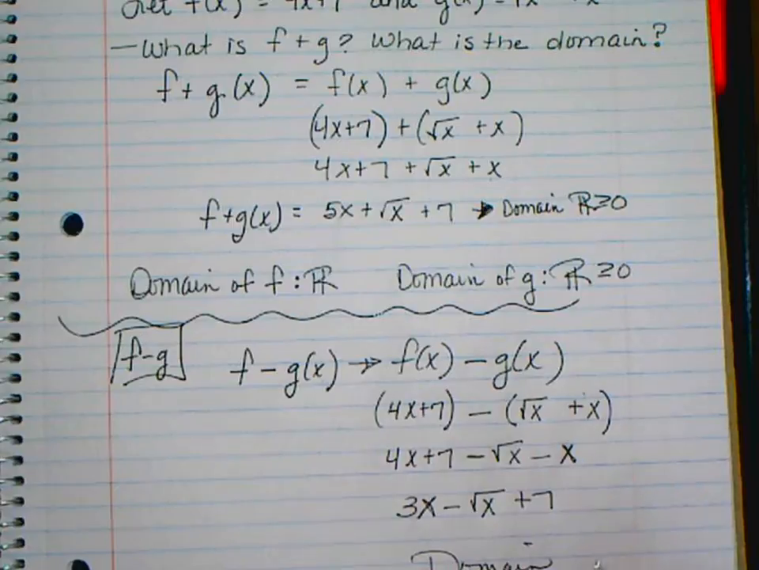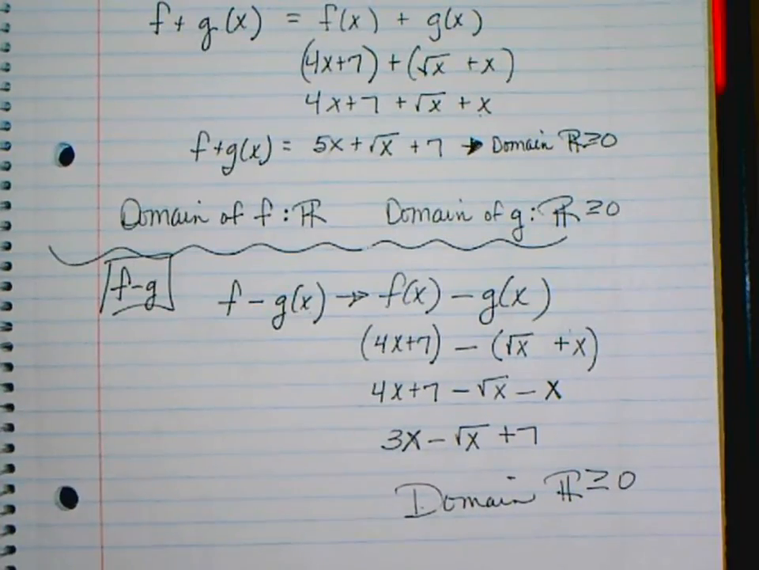What's my domain? All real numbers greater than or equal to 0. Again, we have that variable under the radical. Coolio? Pretty easy, right?